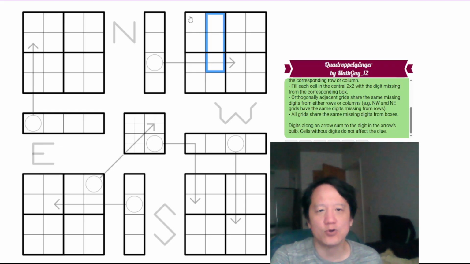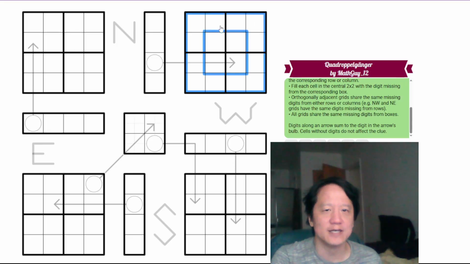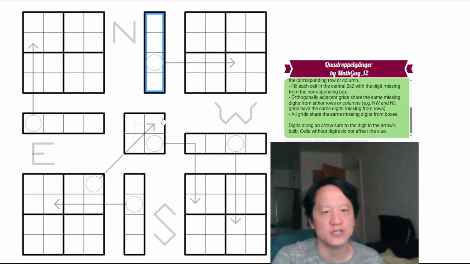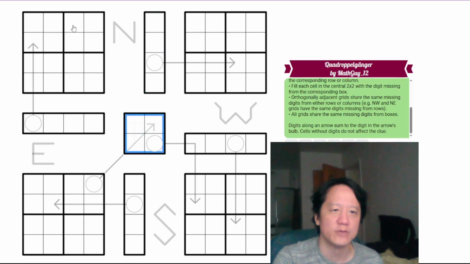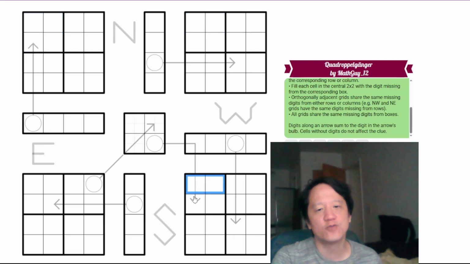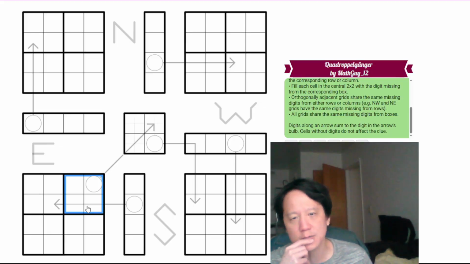For example, northwest, which I guess in this case is here, and northeast, which I guess in this case is here, grids have the same digits missing from the rows, right? And all grids share the same missing digits from boxes. So the upper left box in all four grids are missing the same digits, same as the upper right box, which is missing four digits there.